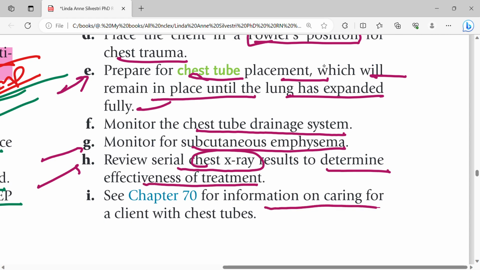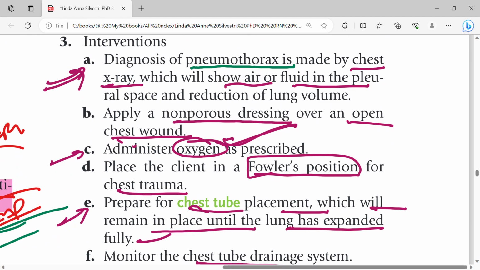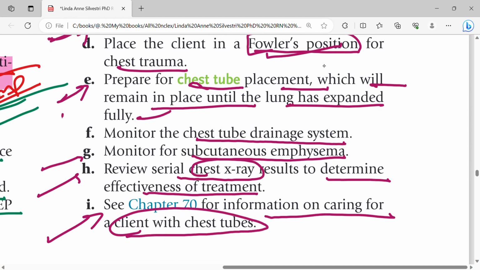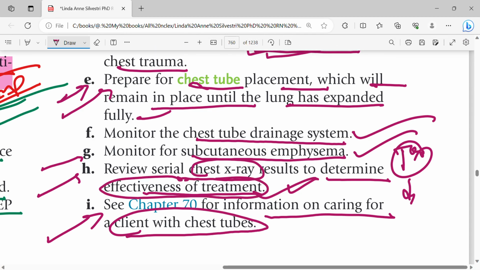Now, information on caring for a client with a chest tube we will study in chapter 70. So for pneumothorax, what will we do? We will go for chest X-ray. We will do a dressing. We will provide oxygen and Fowler's position, and prepare for chest tube placement and monitor the chest tube drainage system. Monitor for subcutaneous emphysema, and again we will see the chest X-ray to check whether the patient is responding to treatment, to determine the effectiveness of the treatment.